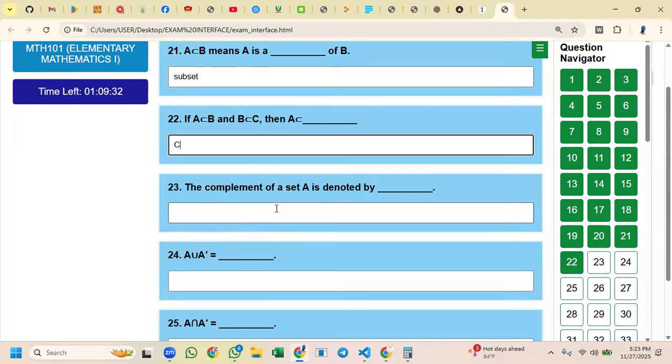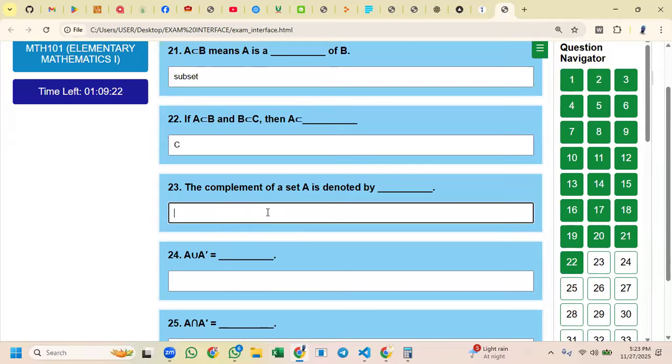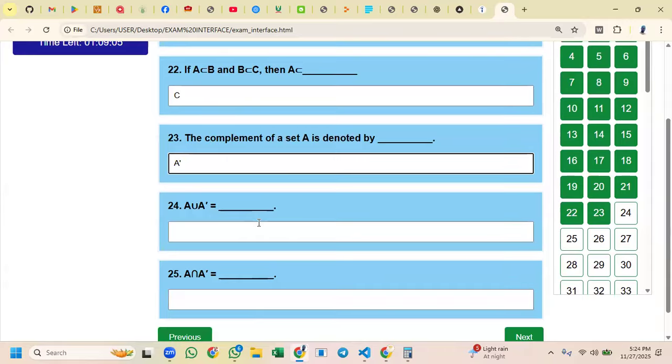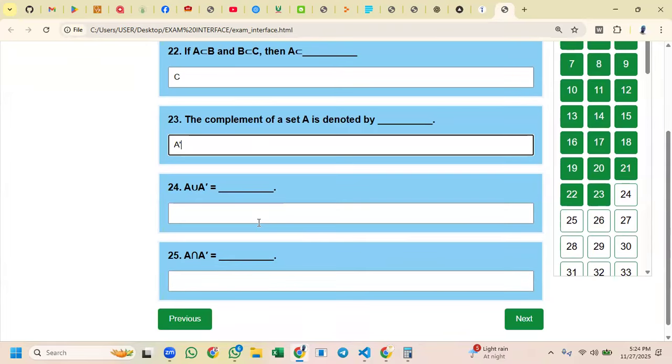The complement of a set A is denoted by what? Under complement of a set, if you still remember, we say A, then this is it, column? You know, this is not a column, it's an apostrophe. That is how we denote complement. Please read your material. A union A complement is equal to what?